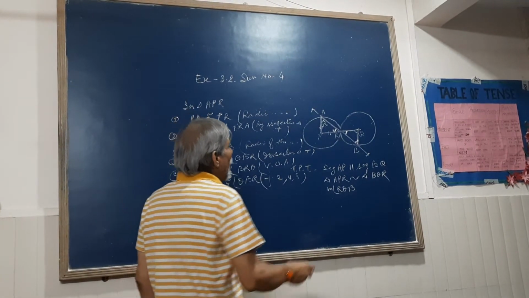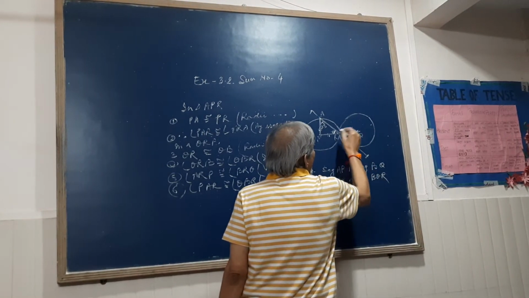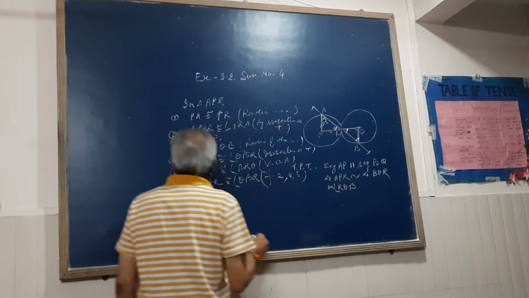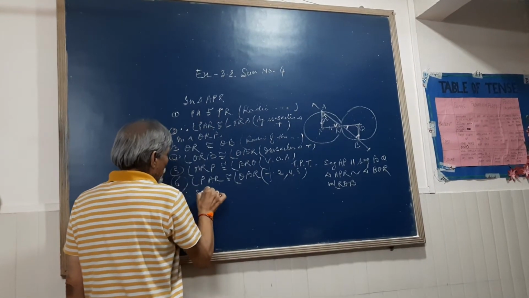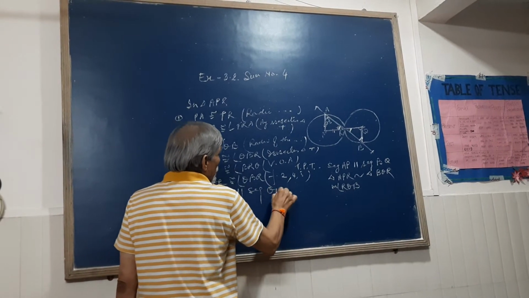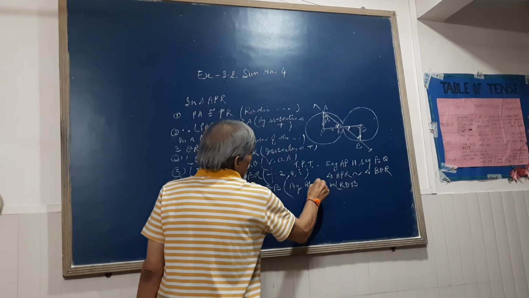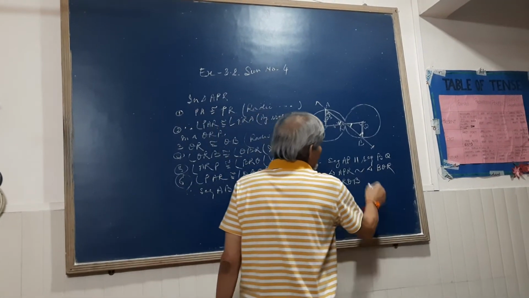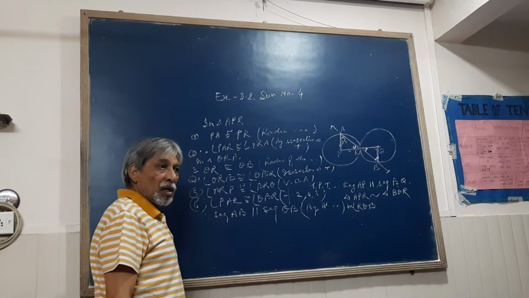When you got PAR is equal to QBR, that makes what? Alternate angle. Therefore, segment AP is parallel to segment QB by alternate angle test. So first part proved. This was the first part, that is proved. I hope you are clear.